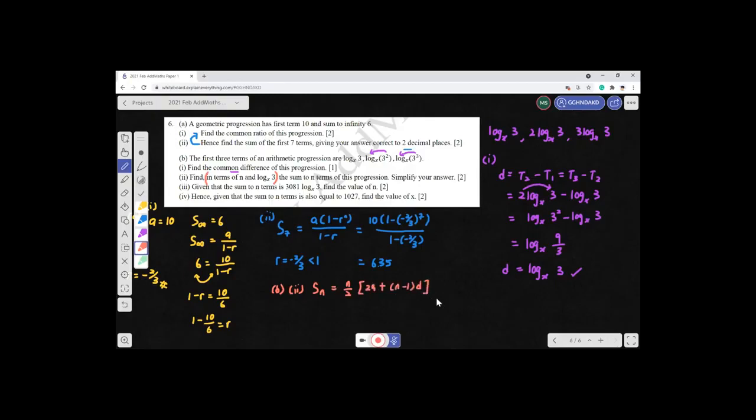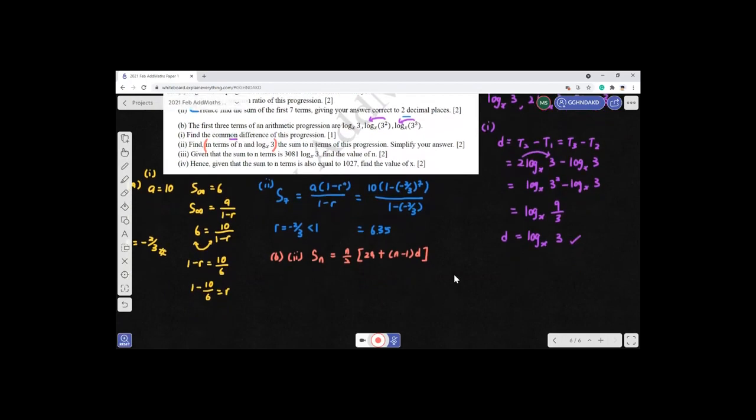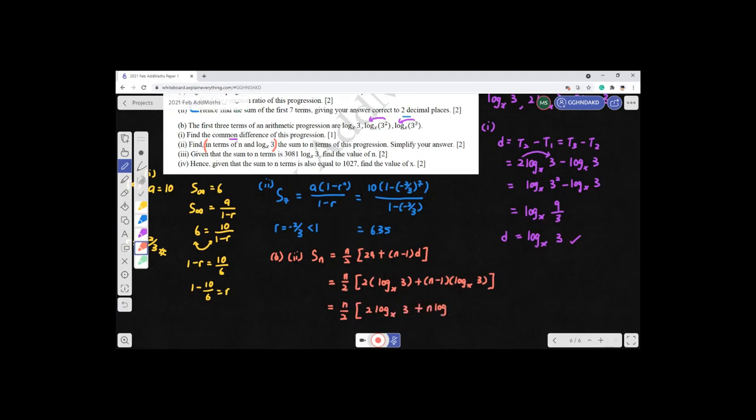This is the formula. So now that we have the formula, let's apply. Because your answer must be in terms of n also, you can leave n there. And 2a, what is the a? The a is log x3, plus n minus 1. What is the d? Also log x3. So you close it like that. Then n over 2, 2 log x3 plus n log x3 minus log x3 here. I expand.